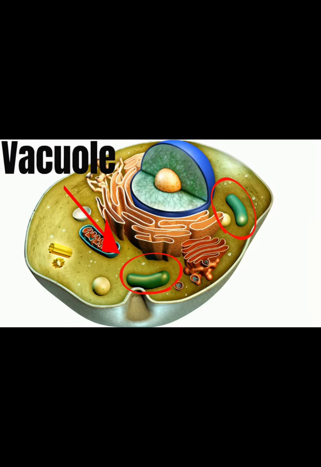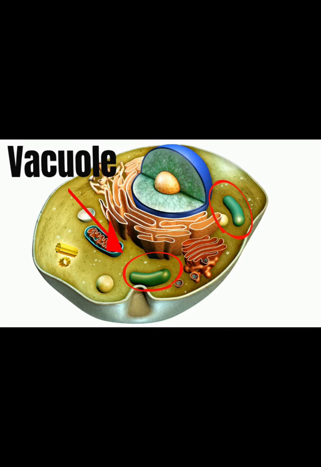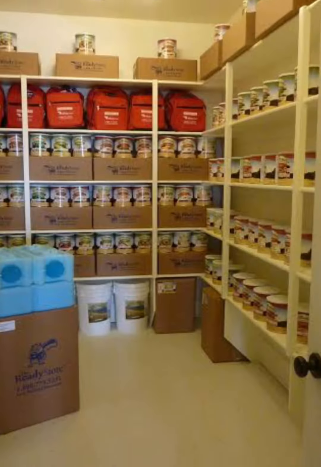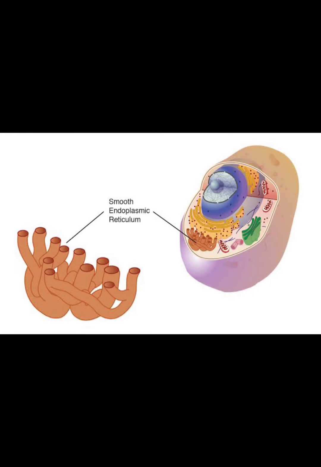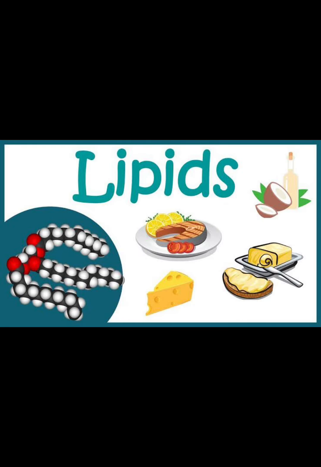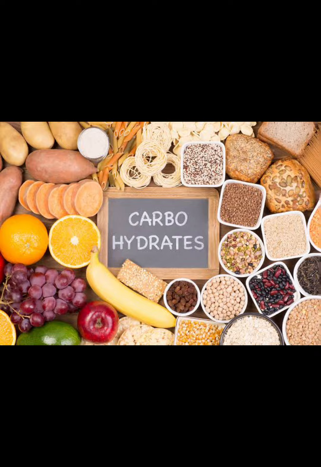Vacuoles. The vacuoles store food and other substances, and are like storage rooms. Smooth endoplasmic reticulum. The smooth endoplasmic reticulum makes substances needed by the cell, such as lipids and carbohydrates. It's like a conveyor belt.